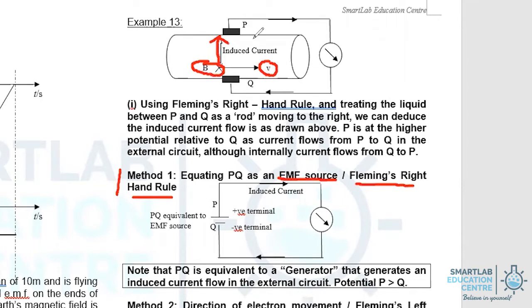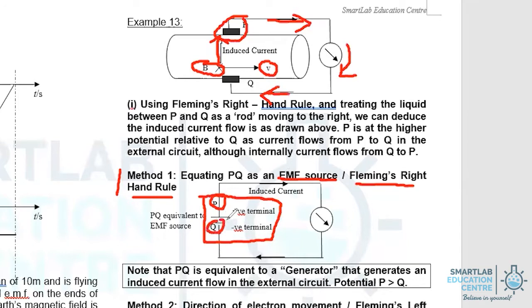And if PQ is an EMF source, the current will now be exiting from the plate P. So there will be a current flowing up. And the conventional current will then flow through the galvanometer, enabling the galvanometer to be deflected as shown. And the current will return back to plate Q. So with that, PQ is now an EMF source where the current exits from plate P and returns to Q. And hence, because of this, the potential at P will be higher than Q. It is important to note that internally, the induced current flows from Q to P.